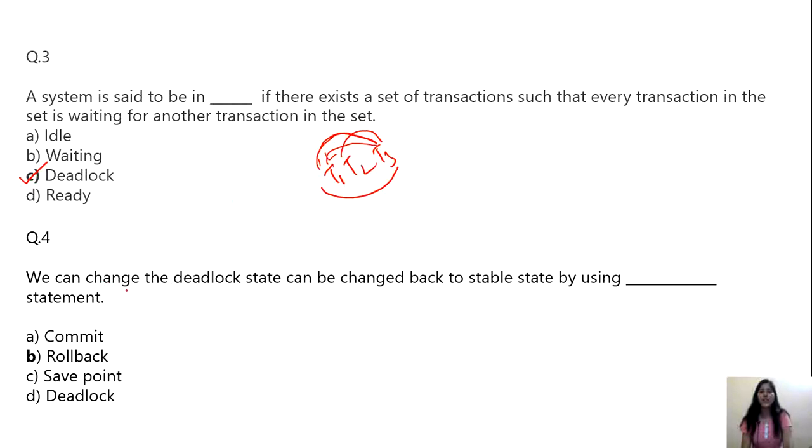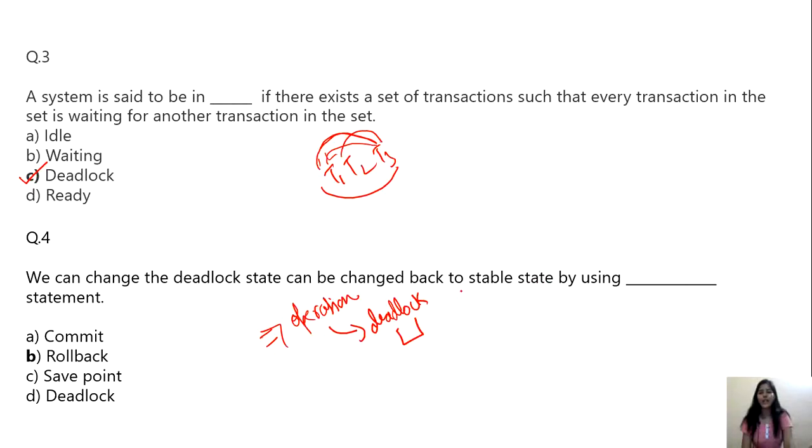Next question is, the deadlock state can be changed back to a stable state by using what? So deadlock state, what is the scenario, what is the situation, what is the statement that we can use to change the deadlock state back to stable state? Suppose we got to know that if we do this particular operation, it can lead to deadlock, or it has led to deadlock. So what statement can we use to get back to our stable state?